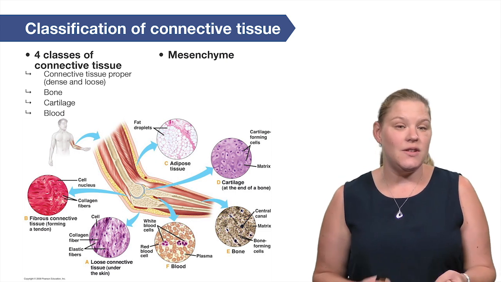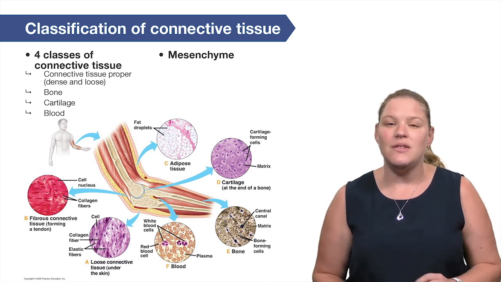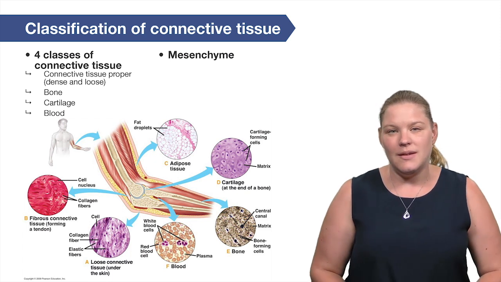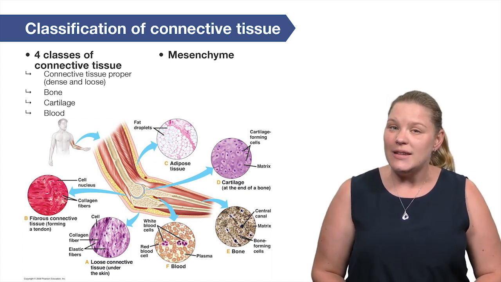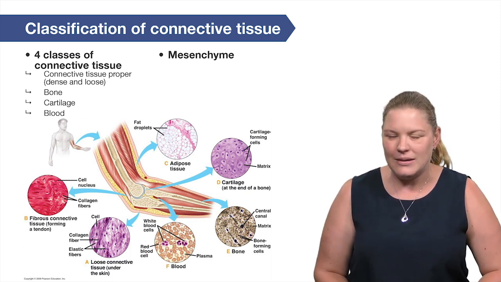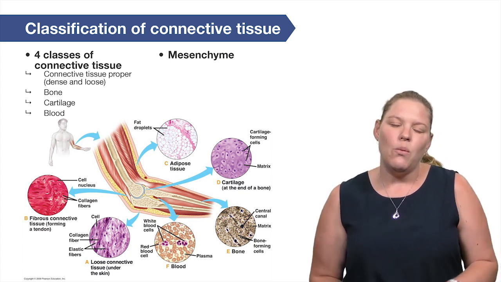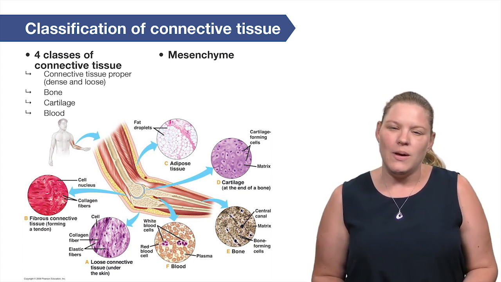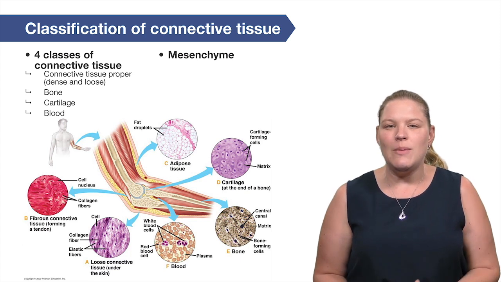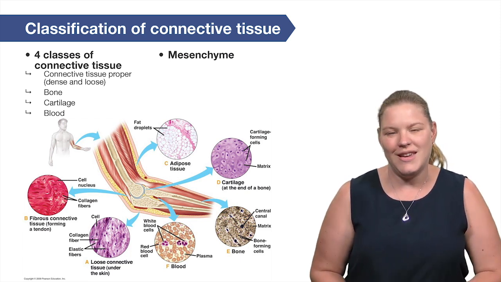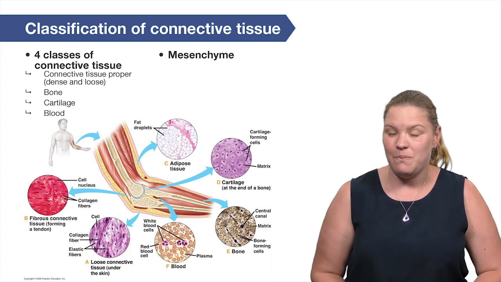So there are 4 different classes of connective tissue. We have connective tissue proper, which is classified into dense and loose connective tissue. We have bone, that is a type of connective tissue, as is cartilage, and as I mentioned previously, blood as well. So there are 4 classes of connective tissue. Now, why are these all classed together? Well, they all arise from the same embryonic tissue called mesenchyme. So that's why they're all grouped and classed together as a type of connective tissue.